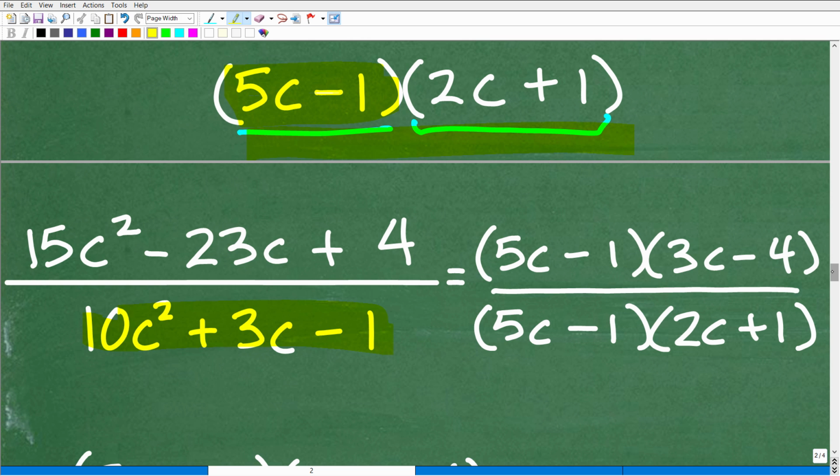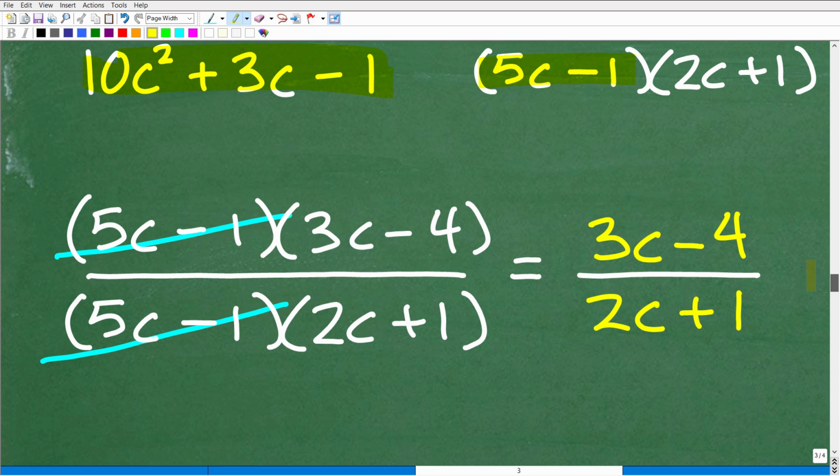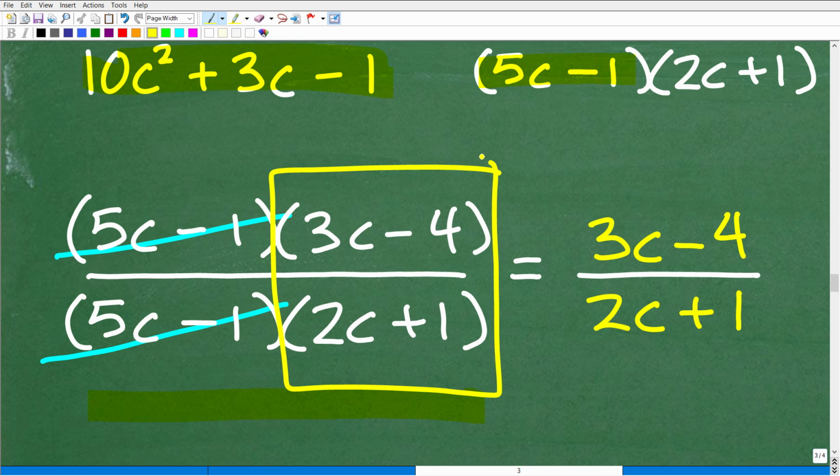Okay, so tons of work, and hopefully you can see that we have like factors there. So let's zoom in so we can see this here. We have a 5c minus 1 in the numerator and a 5c minus 1 in the denominator. These are like factors, so we can cancel them, and that leaves us with the following right there: 3c minus 4 over 2c plus 1, and there you go.